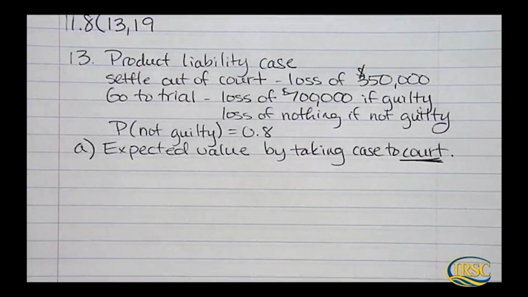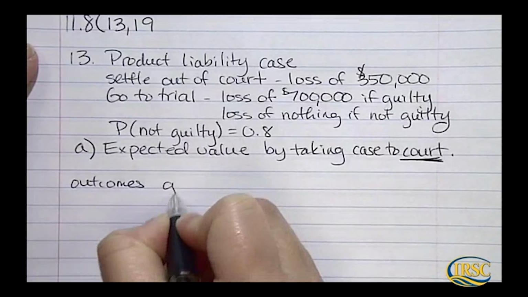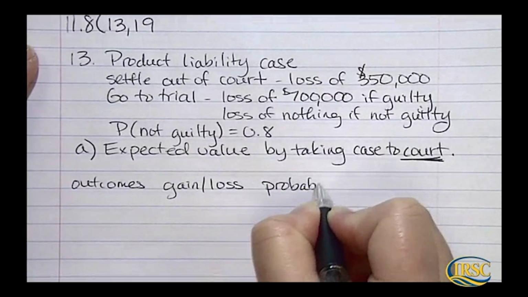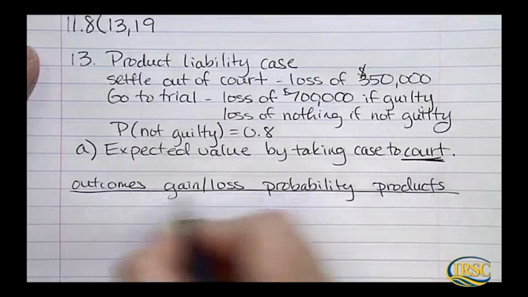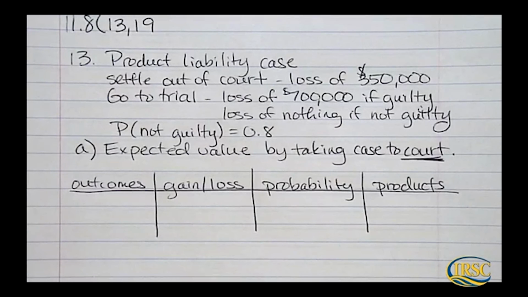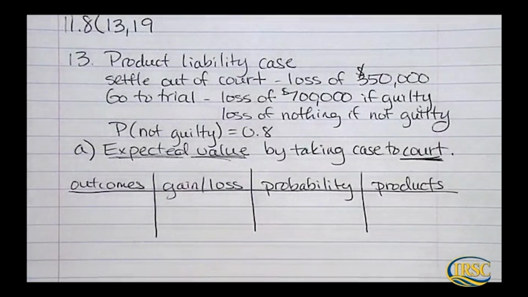So any expected value problem, this is the chart that you're setting up. Outcomes, gain-loss, probabilities, and products. The only time you would not make this chart is if a chart has already been made for you, okay, like the insurance problems in your homework. Those charts were already made, so you don't have to make one from scratch. Okay, so if you see the keywords expected value, this is what you're doing. It'll always say expected value in the problem.